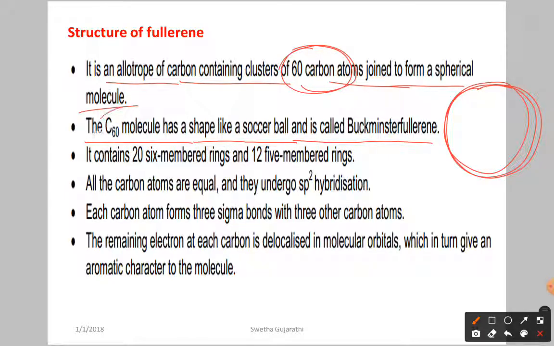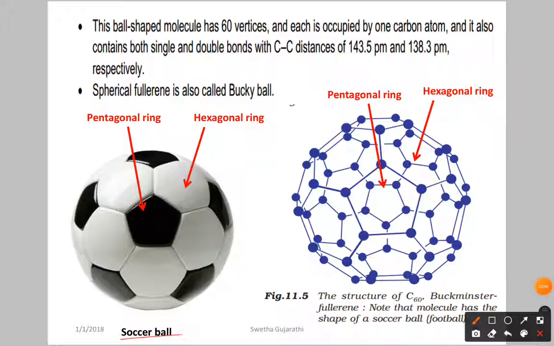Here C60 means 60 carbon atoms. The fullerenes, as you know very well, have 60, 70 carbons and so on. But the Buckminster fullerene is what you call the one with 60 carbon atoms, and it has the shape of a soccer ball. Here you can see the soccer ball shape. This is a soccer ball, and this is the structure of fullerene.